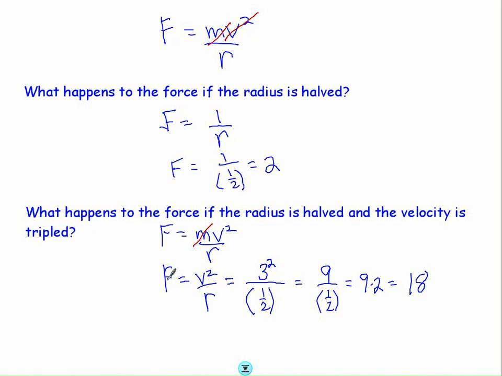So hopefully you've got it now, and you'll find that the more comfortable you are using proportions, the easier a lot of questions become. So good luck with that.